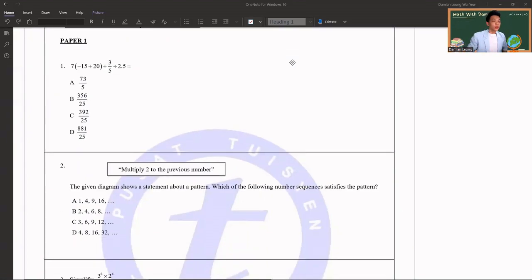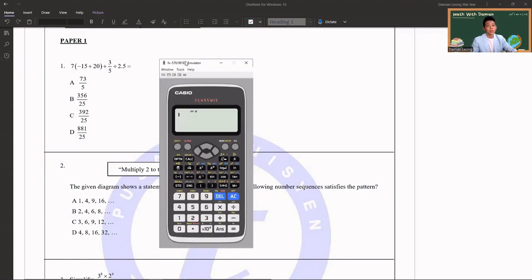If you look at question 1, it's an extremely simple question. Why? Because all the values in the question are numbers. When every value in the question is a number and it involves a calculation, we can always just use our calculator to solve the whole question. So we just key in exactly as it is written in the question.